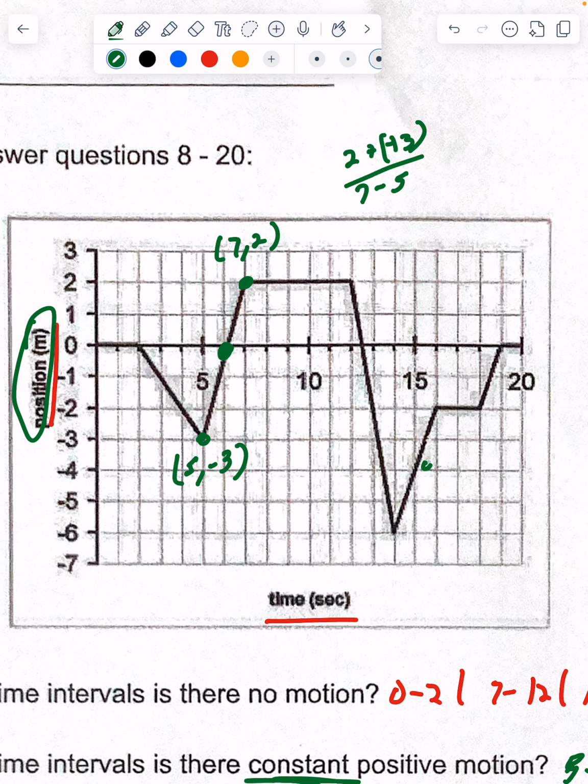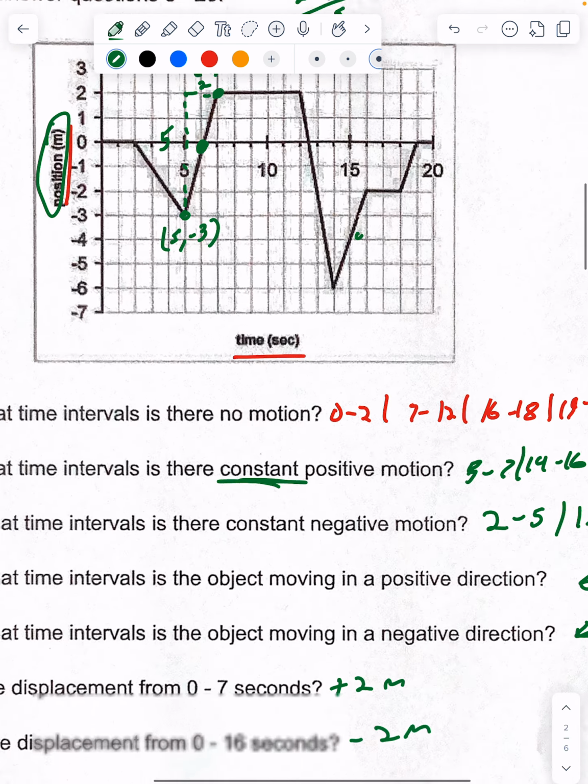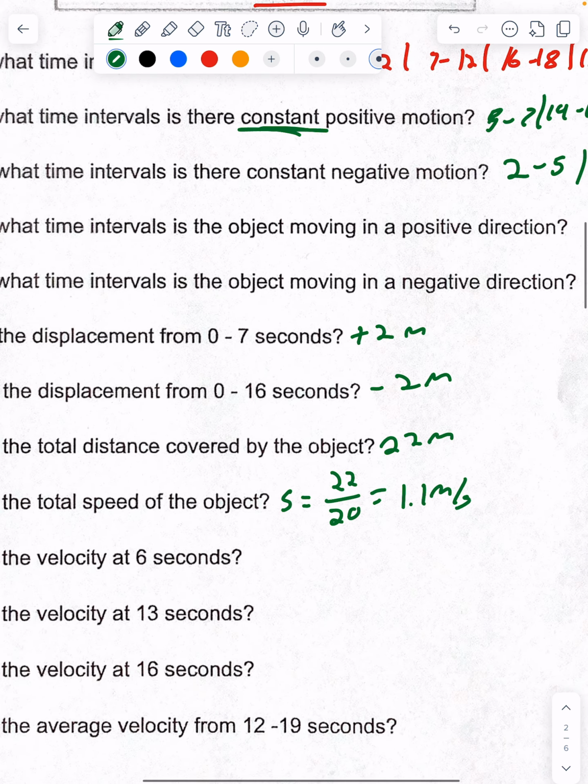And you could do that way. Or you could just do rise over run. You could even draw yourself a little triangle here. You went up 5 over 2, so 5 over 2. Okay, either way, doesn't matter to us as long as we get the same answer. Okay, and you should get 2.5 meters per second. So you just find slope. So velocity is a slope.